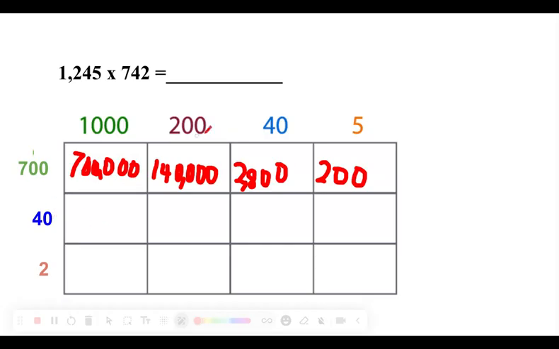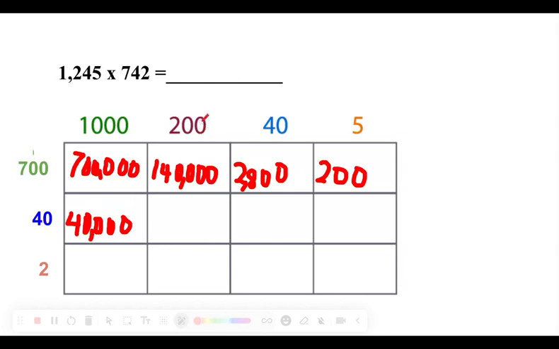Now we're ready for the next number, 40. We're going to multiply the 40 times 1,000, 40 times 200, 40 times 40, and 40 times 5. The same way, the first digit only. 1 times 4 is 4. Write your 4. Count up all your zeros: 1, 2, 3, 4. 4 zeros. So 40 times 1,000 is 40,000.